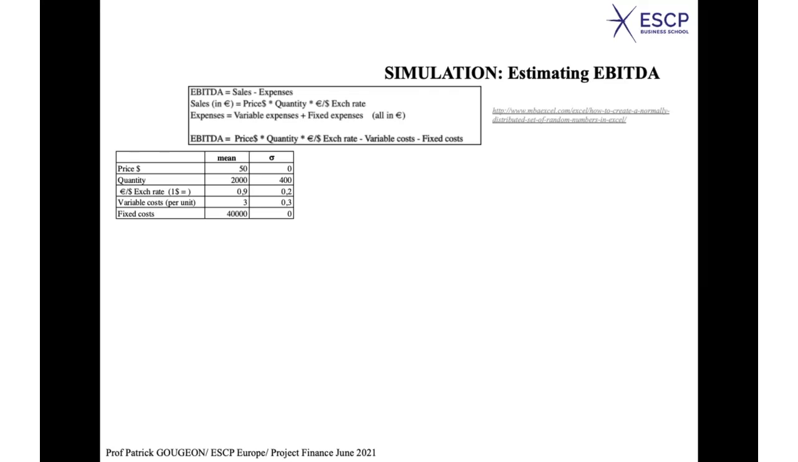What about the fixed cost? Well, you can assume that you know the fixed cost, that they are not random. Let's do this. So you assume that the fixed cost would be 40,000, okay? And since they are known, then the standard deviation is 0.